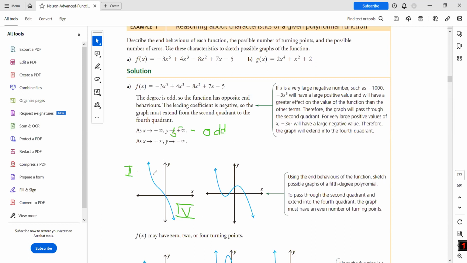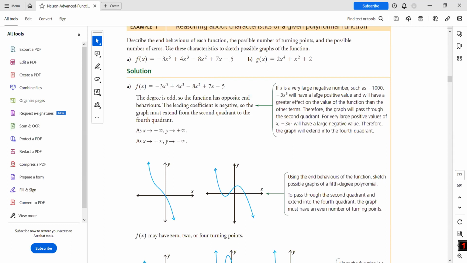So what is the end behavior? As x travels to negative infinity, y travels to positive infinity, and as x travels to positive infinity, y travels to negative infinity. Okay? First, right away, simply based on two characteristics, the greatest exponent and the leading coefficient, boom. You know already 50% about this function.